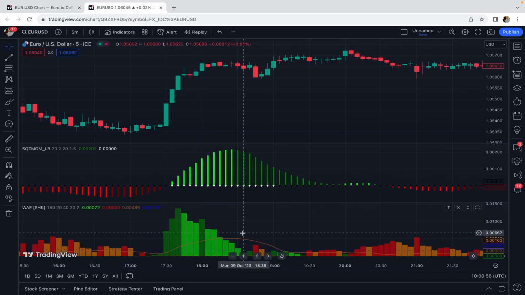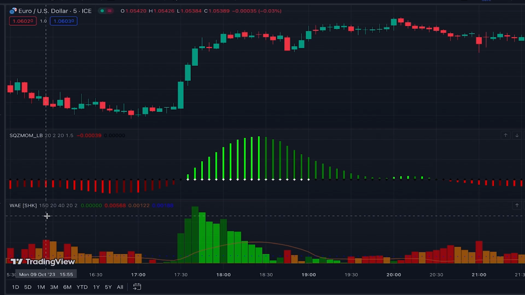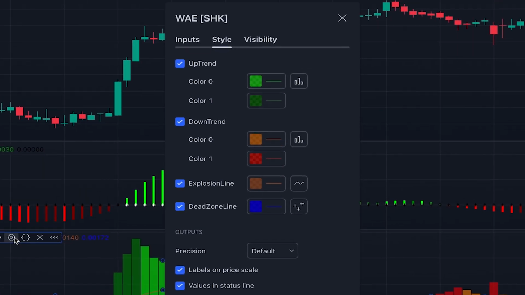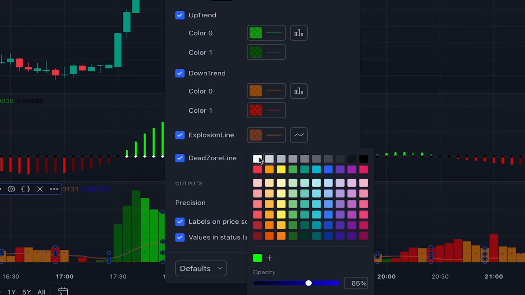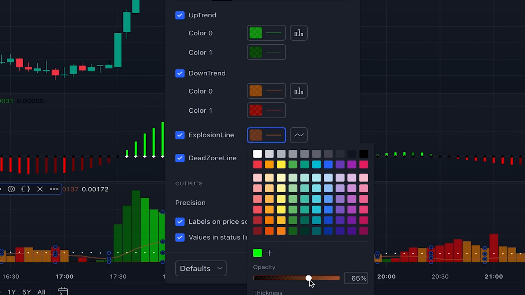Alright, this is the indicator, and it's one of the powerful and very accurate indicators that generates perfect buy-sell signals. But here we're going to use it for confirming the signals that we get from this indicator. First, let's go to the settings of the indicator. Here in the style tab, let's change the color of dead zone line to white, and let's increase the opacity to 100%. And for the explosion line, let's increase the opacity to 100% and decrease the thickness, and let's make its color yellow.